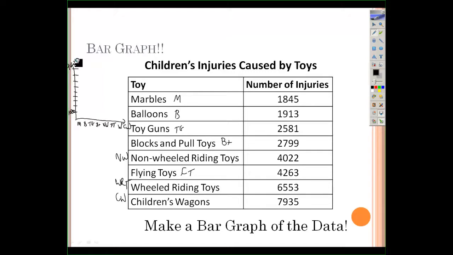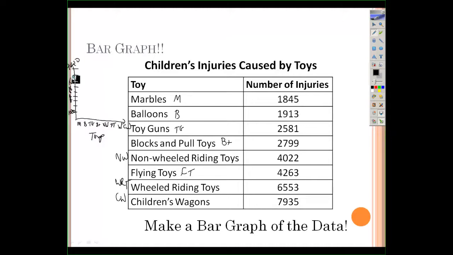I also need to label my axes. On the bottom, I'm going to call it the toys. These are all my toys on the bottom. On the side, I'm going to say number of injuries. Number of injuries. So make sure you label your axes. Okay.